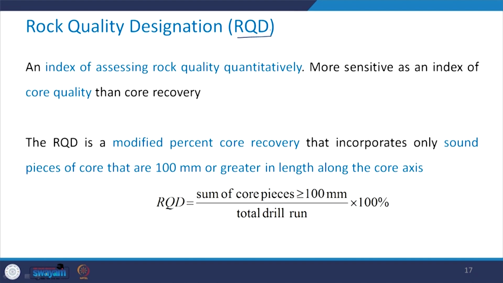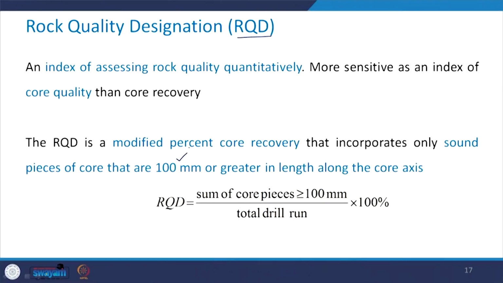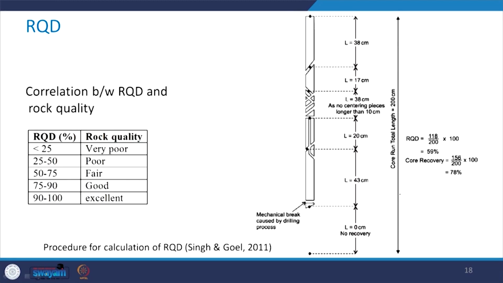So, first of all, let us learn about this RQD. RQD is defined as a modified percent core recovery which incorporates only the sound pieces of core that are 100 millimeter or greater in length along the core axis. Therefore, the RQD is defined as the sum of the core pieces which have a length more than 100 mm divided by the total drill run, and it is always represented as a percentage, so this is multiplied by 100.